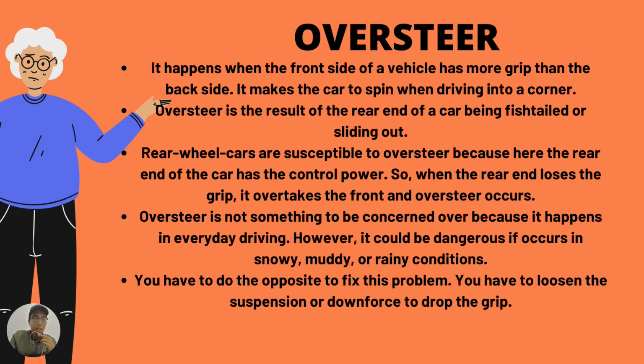For oversteer, it happens when the front side of a vehicle has more grip than the back side. It makes the car spin when driving into a corner. Oversteer is the result of the rear end of a car fishtailing or sliding out. Rear wheel drive cars are susceptible to oversteer because the rear end of the car has the control power. So when the rear end loses grip, it overtakes the front and oversteer occurs.